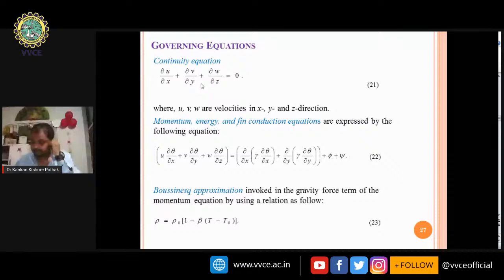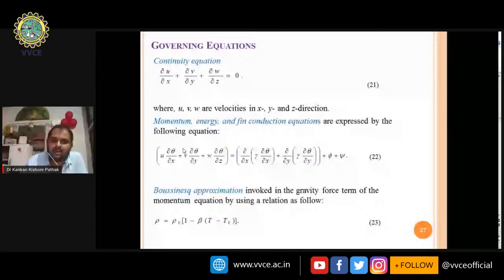Okay, so for the governing equations, the continuity, mass, momentum, and energy equations can be utilized. These are the continuity, momentum, energy, and fin conduction equations, expressed by the following generalized equation, where instead of theta we can write the velocities u, v, w in the case of the momentum equations, and the temperature T in the case of the fin conduction or energy equation.